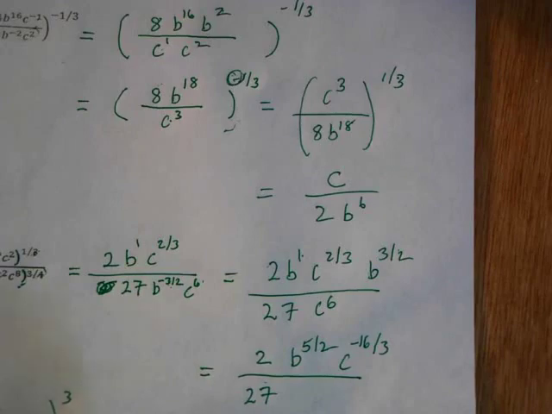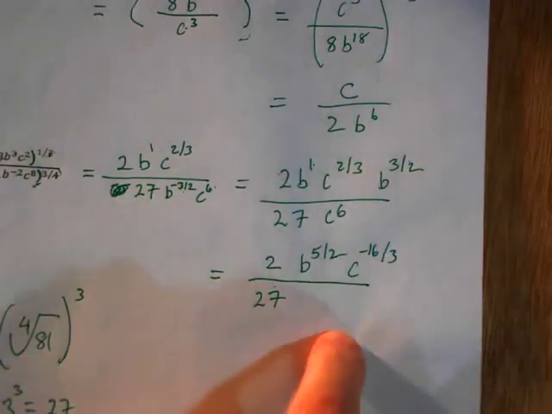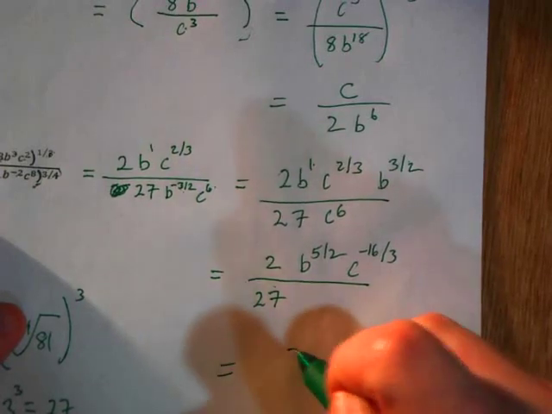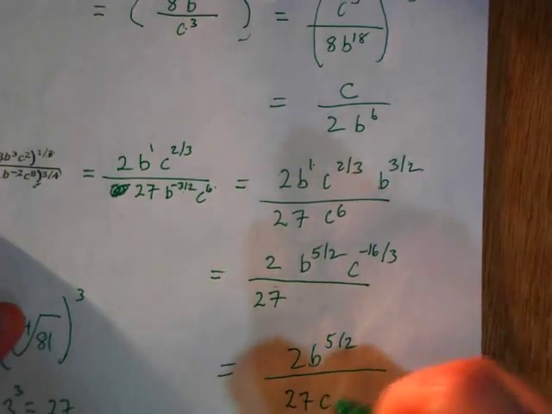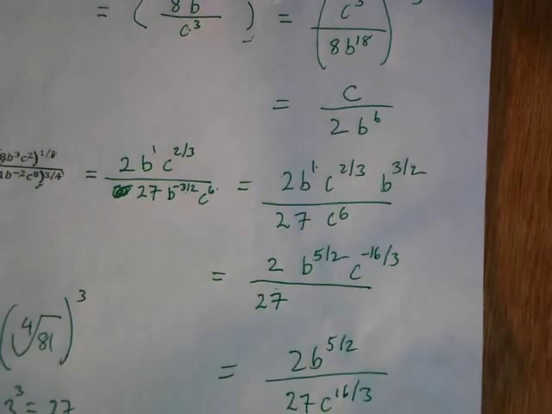All right, I have one last step. The one last step is negative exponent drops to the bottom. So final answer, 2b to the 5/2 divided by 27c to the 16/3.